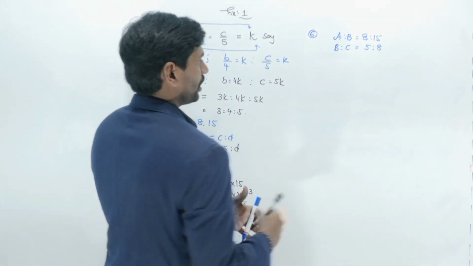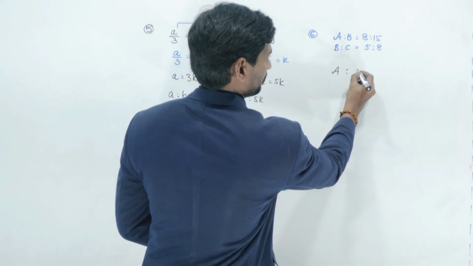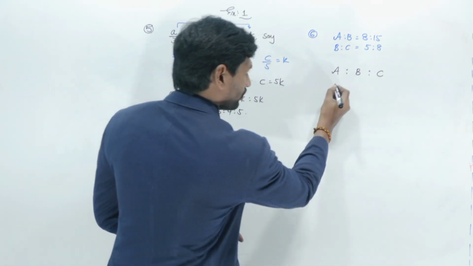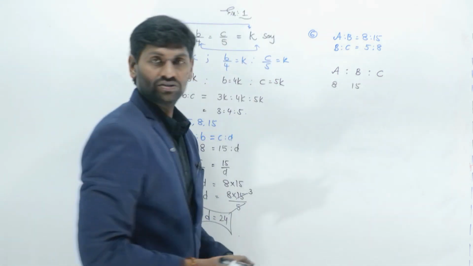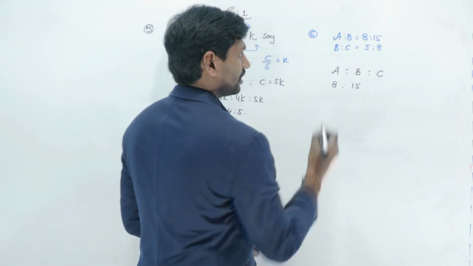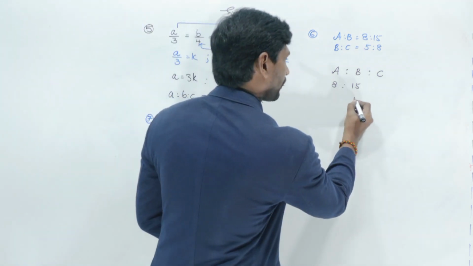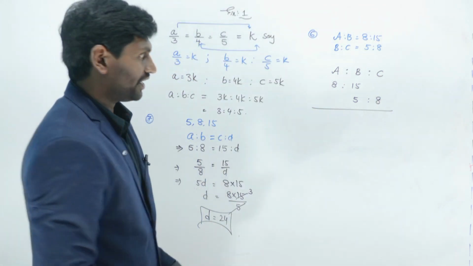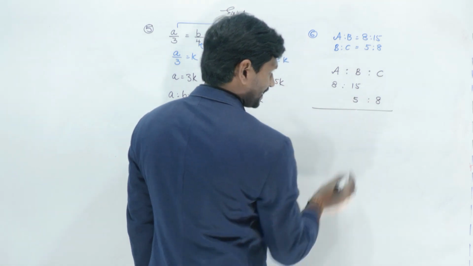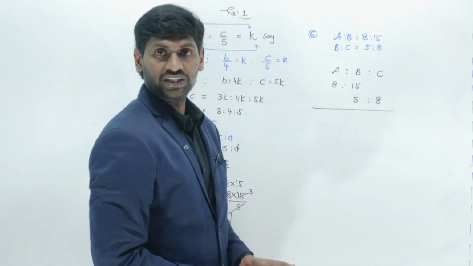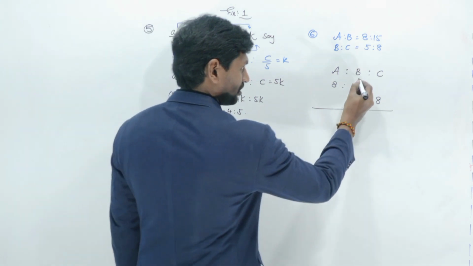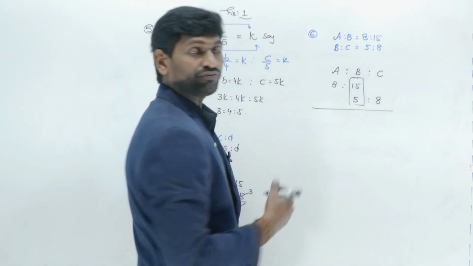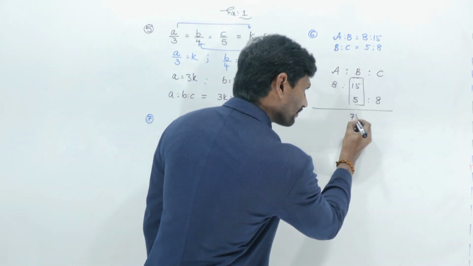Now I am writing directly A is to B is to C. A is to B value is 8 is to 15, and B is to C value is 5 is to 8. Now, which is the number having two values together? B value. This one only has both of the values. Now multiply both of them. 15 5s are 75.